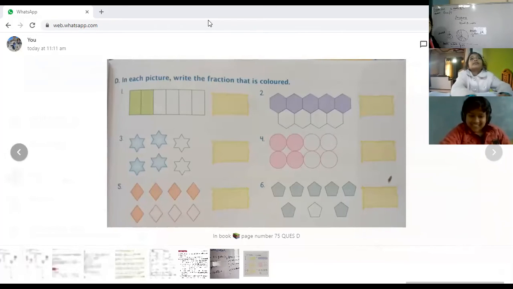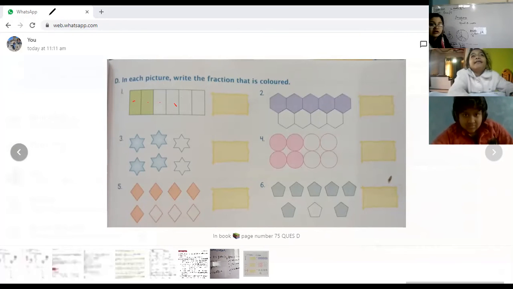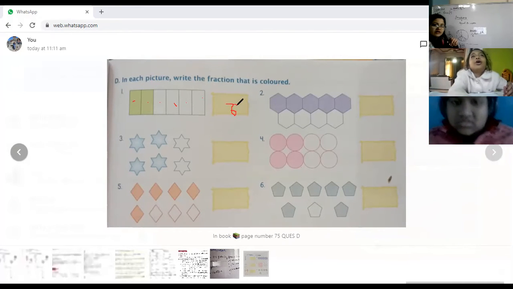So the first one, if you can see here, what is it? How many parts are there? Count them. Ma'am, 6. 1, 2, 3, 4, 5, 6. How many total parts are there? 6. So you will write 6 in the denominator. Ma'am, 2 in the numerator. And how many are there in the numerator?